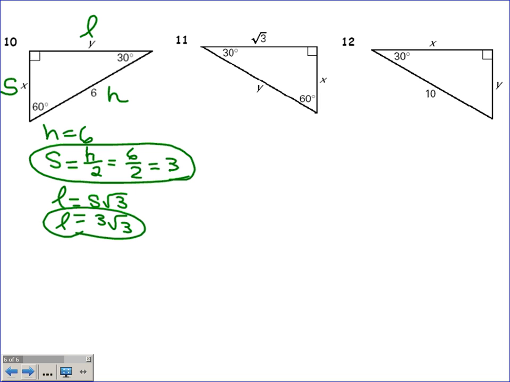Okay. Number 11. Are there any missing angles, Nicole? No? Okay. So identify the sides for us. What's the square root of 3? What side is that? Long one. Sounds good to me. What's the x? Short side. What's the hypotenuse? That one's right there.